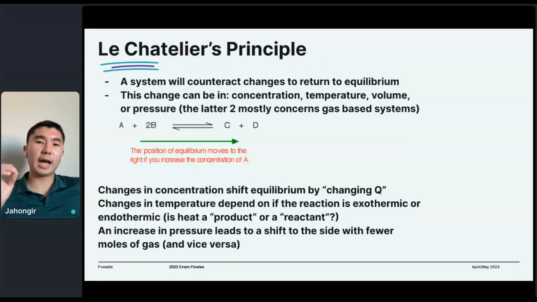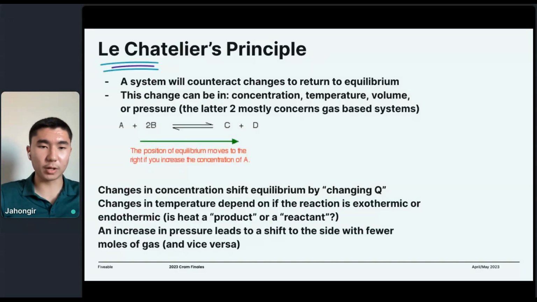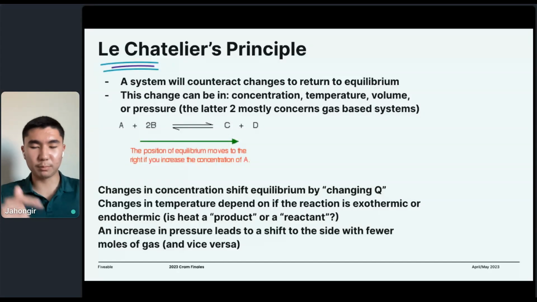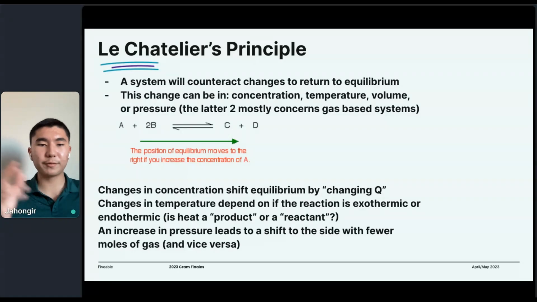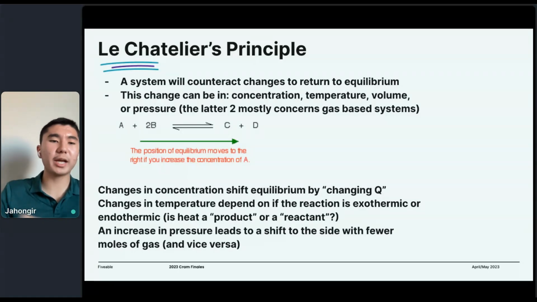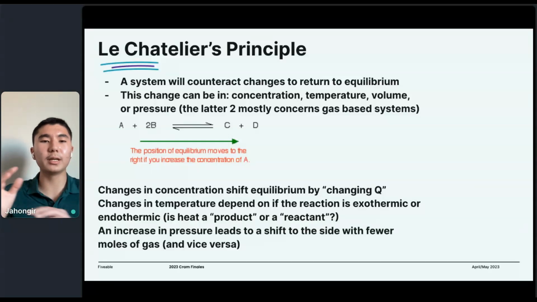So let's just say we added more volume, right? If we increase the amount of volume, whichever side, products or reactants, has the most moles is going to be favored. So if we look on the chart under the definitions, we have A plus 2B, and then there's C plus D. Now, when we increase volume, the side with the most moles is going to be favored, so the reactant side is going to be favored. Now, if pressure is increased, that means we have a decrease in volume. And if we have a decrease in volume, the side with the least amount of moles will be favored. So our product side will be favored.